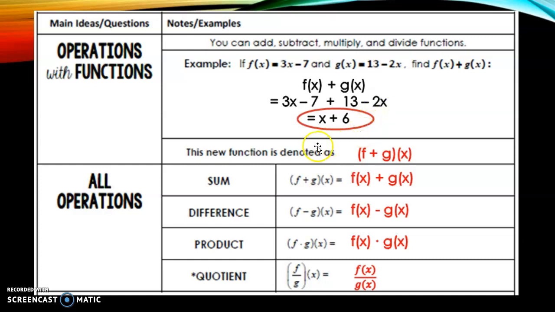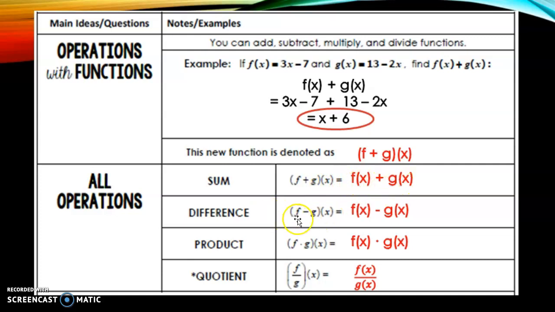So this first one is actually denoted as, instead of f function plus g function, they write it as f plus g in one set of parentheses. And they're both using the variable x. And we'll talk about why they have this x at the end a little later. But for now, it's just saying we're taking the f function plus the g function. So that is called a sum. F plus g of x means the f function plus the g function.